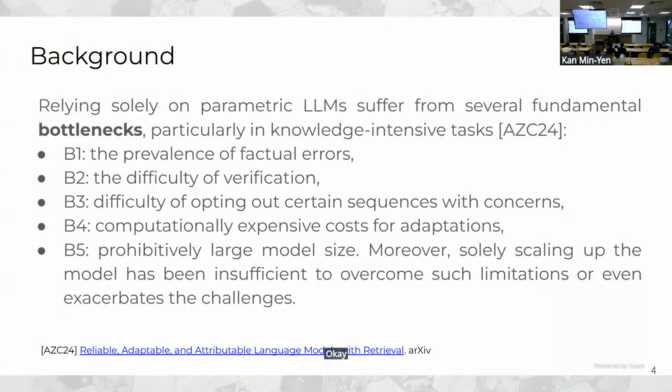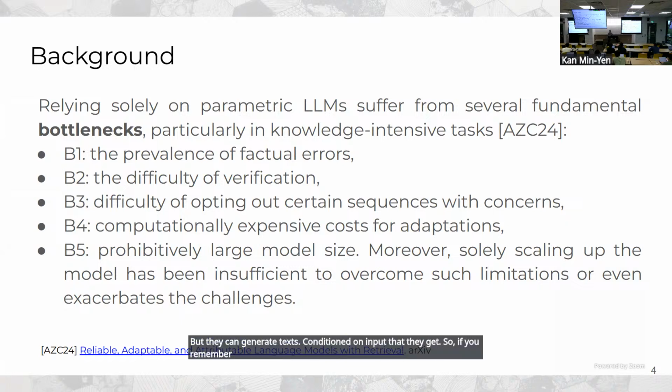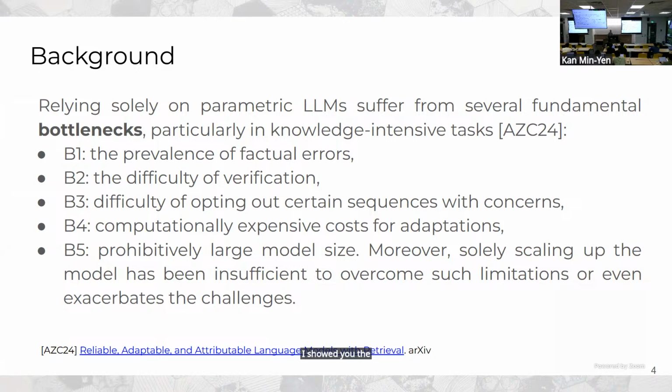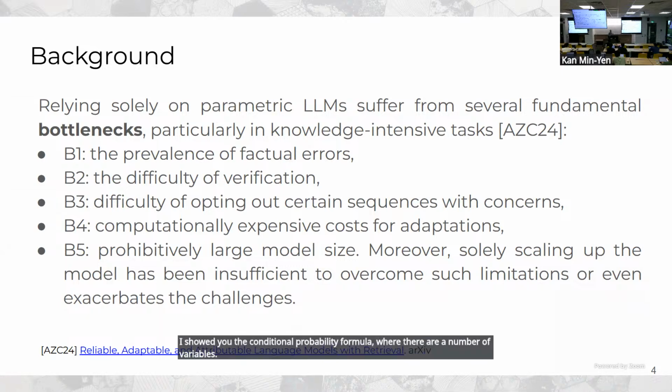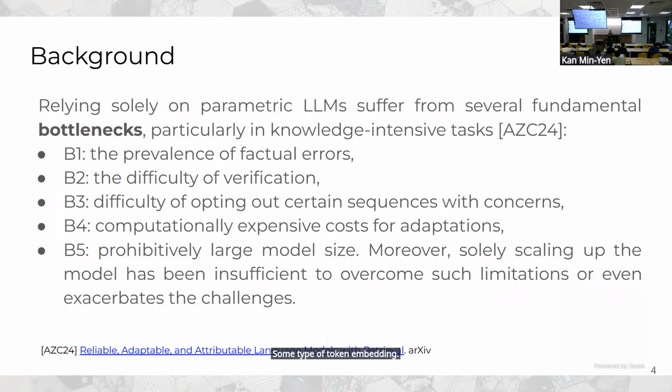Okay, so again, when we talk about an LLM, an LLM is a parametric model. It has a bunch of weights. It has a specific architecture. So these are parametric models, but they can generate text conditioned on the input that they get. If you remember last week, I showed you the conditional probability formula where there are a number of variables, usually some type of token embedding, which we condition on to generate.